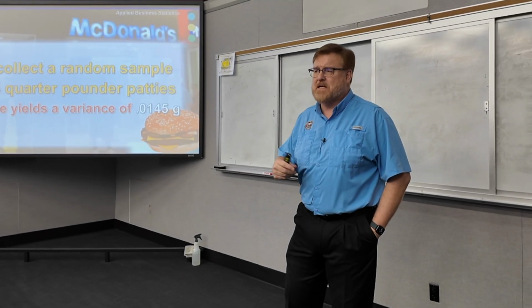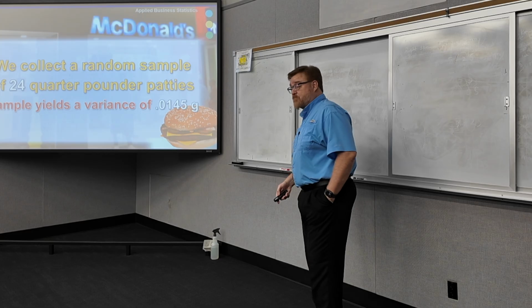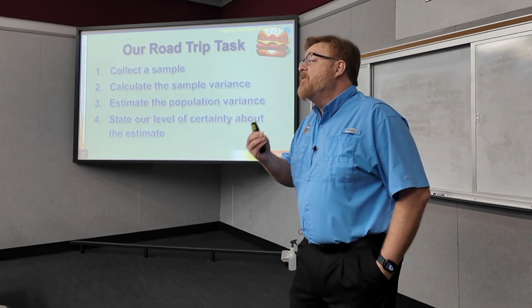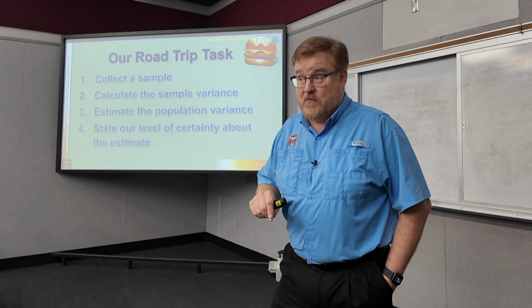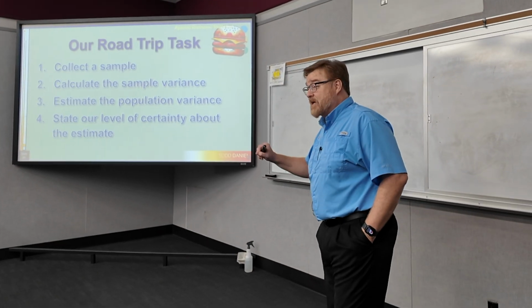Is it within specification? We get a random sample of 24 quarter pounder patties. We measure how much they weigh. We calculate the variance around those weights, and we come up with a value of 0.0145 grams. Well, that seems pretty small, but what we want to know is whether that estimate that we've gathered from our sample is accurate to the population.